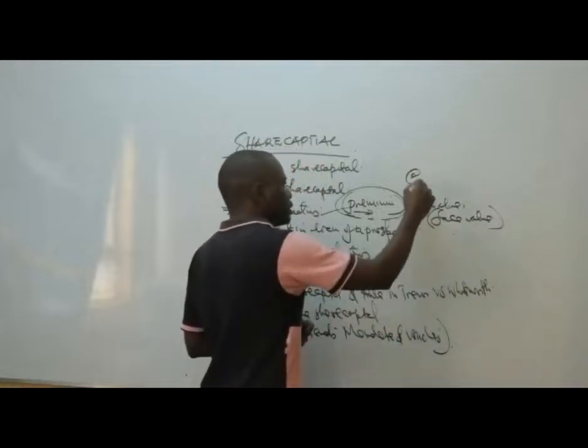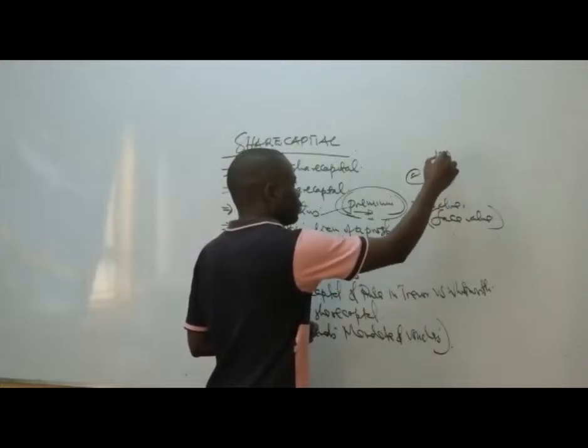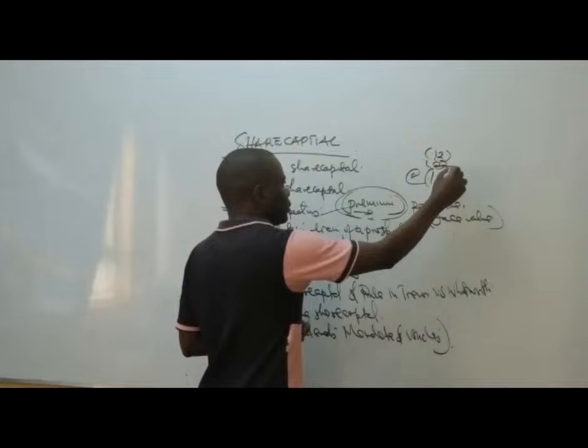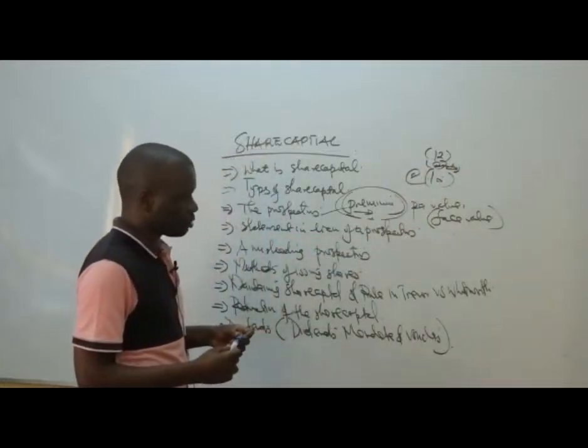So if each share is supposed to go at 10 shillings and the company issues at 12 shillings, the 2 shillings is the premium. And we said it is normally maintained in a share premium account.